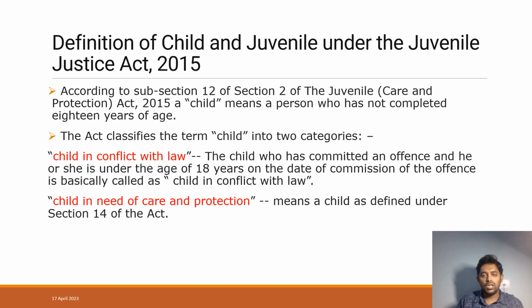Definition of child and juvenile under the Juvenile Justice Act. According to subsection 12 of section 2 of the Juvenile Act 2015, a child means a person who has not completed 18 years of the age. The Act classifies the term child into two categories: child in conflict with law and child in need of care and protection. A child who has committed an offence and is under the age of 18 years on the date of commission of the offence is basically called a child in conflict with law. Child in need of care and protection means a child as defined under section 14 of the Act.